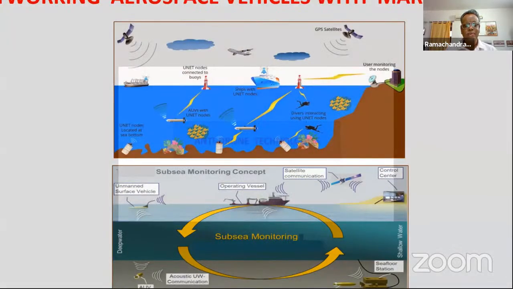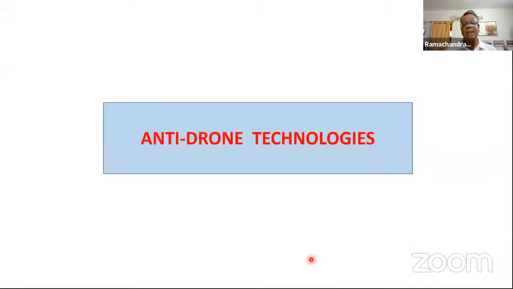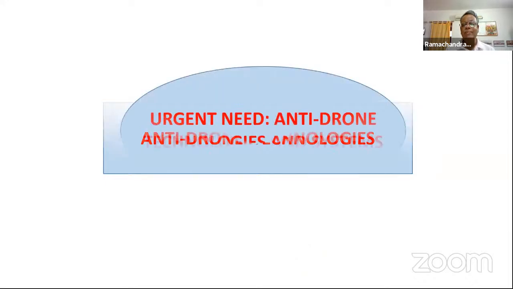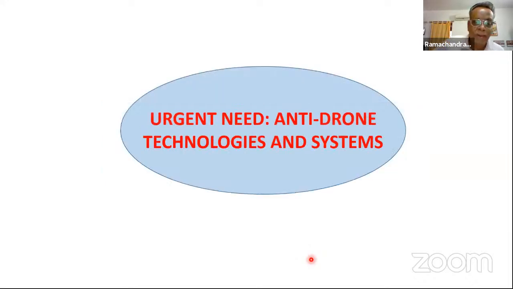As I was mentioning, drones are useful to society. You are building them. Drones which are going to be harmful to the society, you're going to kill them. You need to see how to do it smartly, how to do it effectively without hurting anybody, hurting yourself. There is an urgent need for anti-drone technologies and systems. This is just obvious from what you have heard, what you've seen.